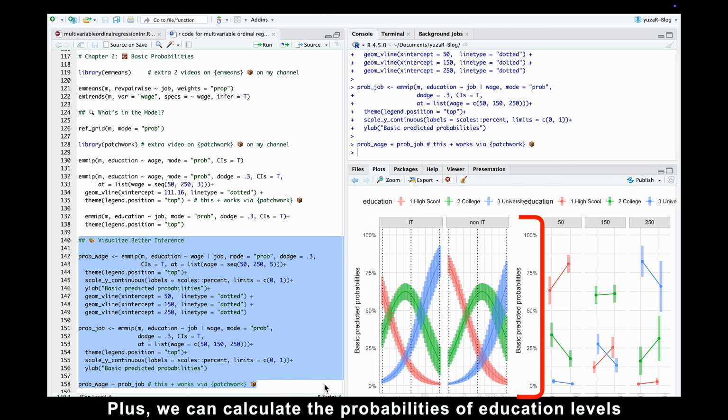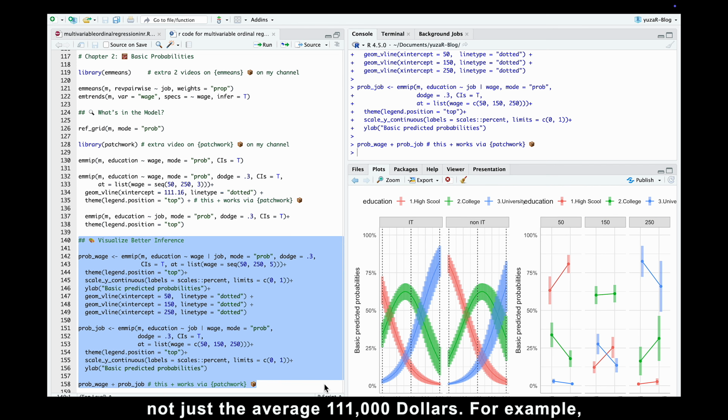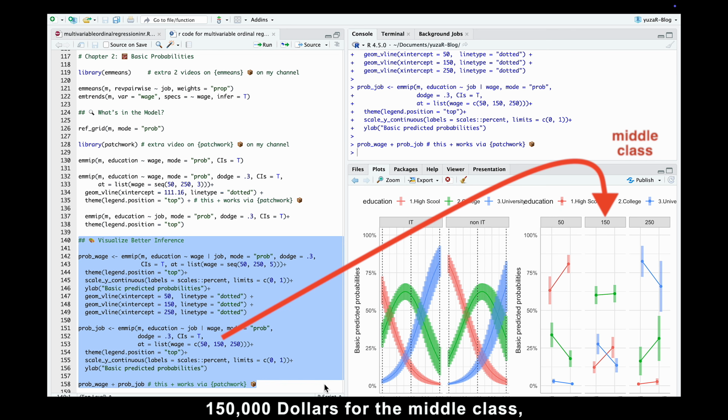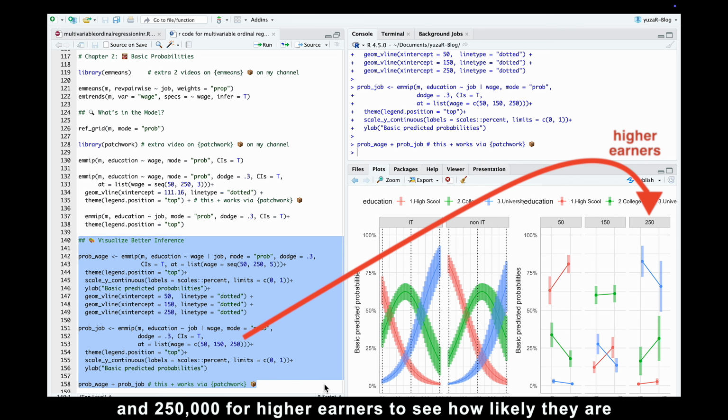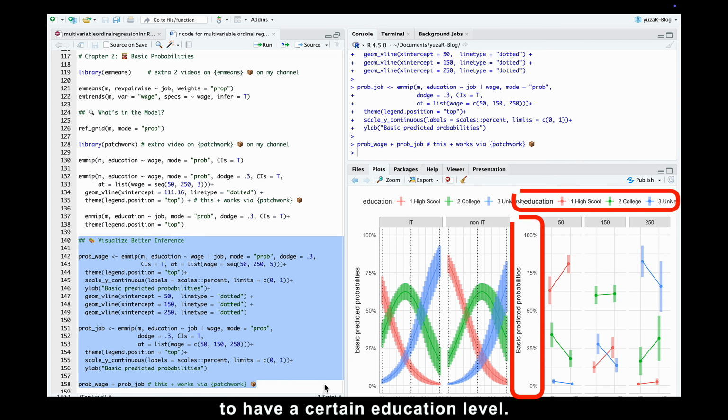Plus, we can calculate the probabilities of education levels for different jobs at specific wage values we pick, not just the average. For example, we can look at $50,000 for lower income folks, $150,000 for the middle class, and $250,000 for higher earners to see how likely they are to have a certain education level.